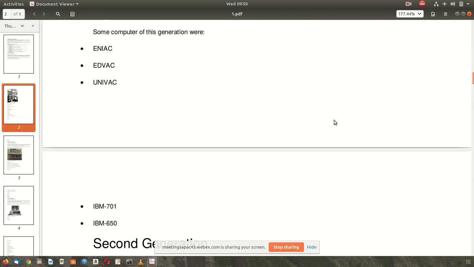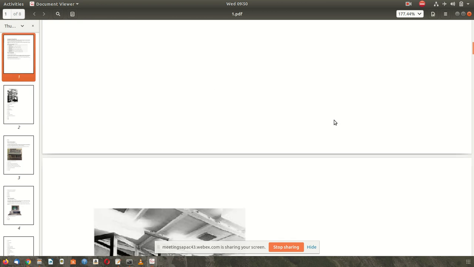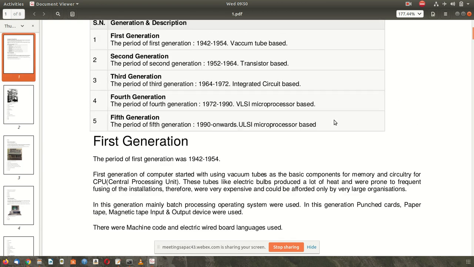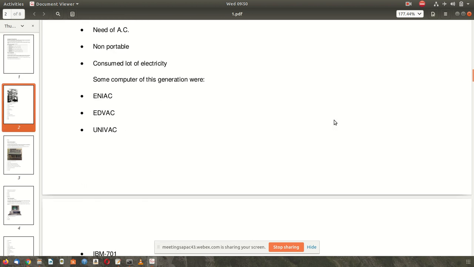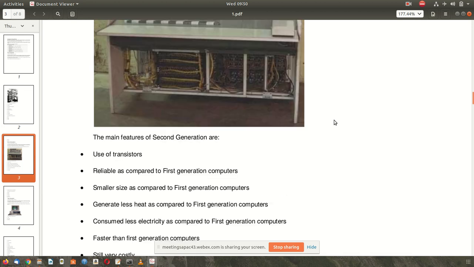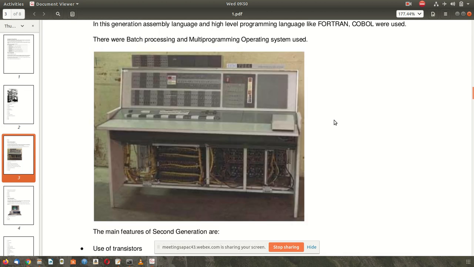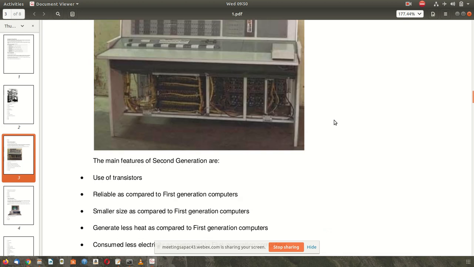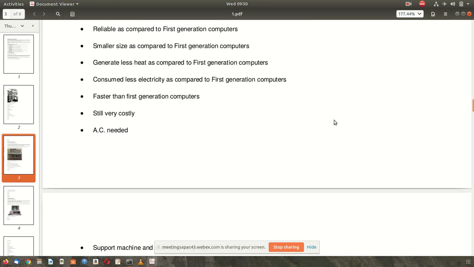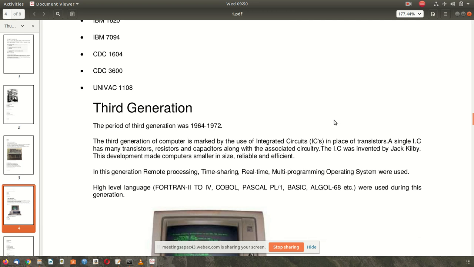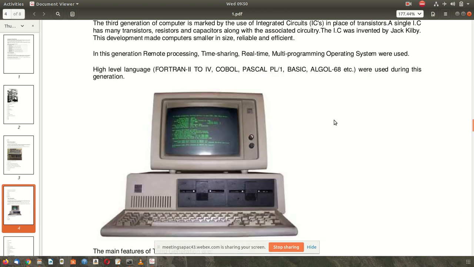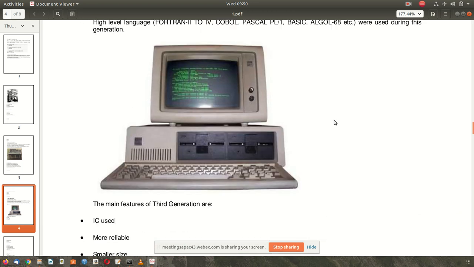So the second generation of computers was developed in 1952 and was used till 1964. Only very specialized persons could use computers; they were not available to the general public like we are using today. That is the second generation. Similarly, you go on to the third generation. The third generation is much more advanced.